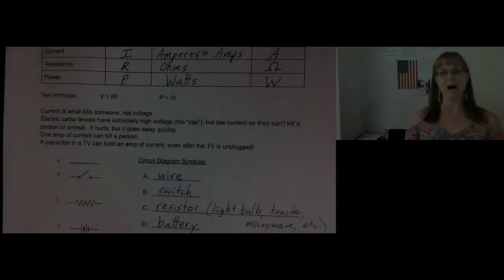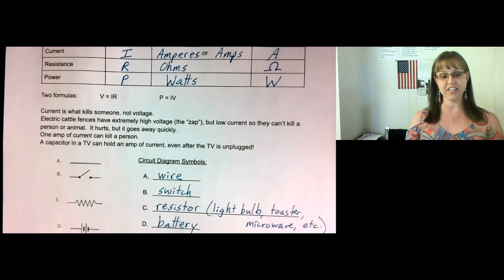A capacitor is an electric device that holds and stores a charge. When that charge flows, it becomes current. So a TV has a capacitor that can hold an amp of charge, even after the TV is unplugged. So be careful. If you ever take apart a TV, make sure you know what you're doing because you could get killed even if the TV's unplugged.